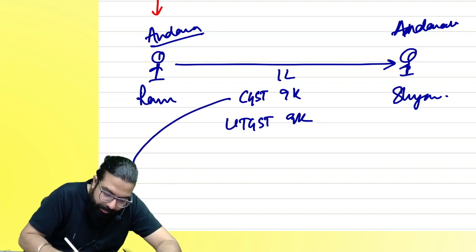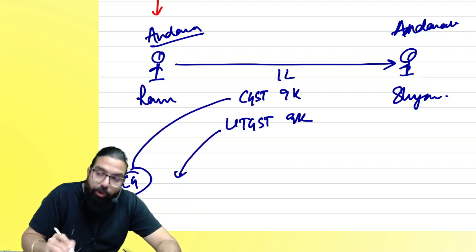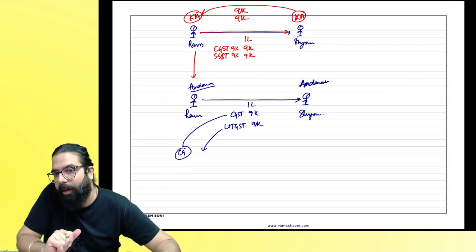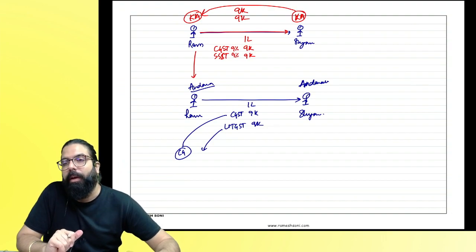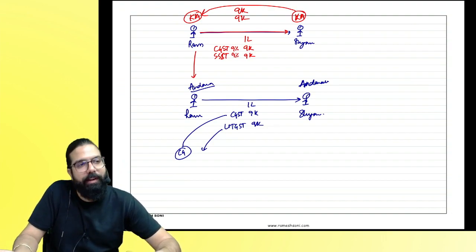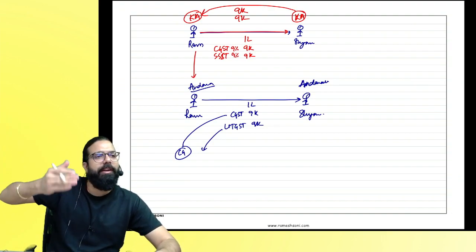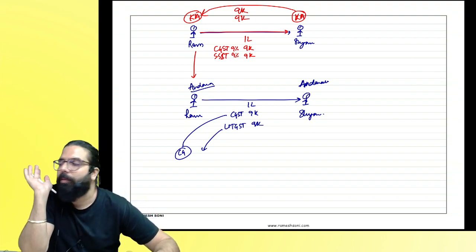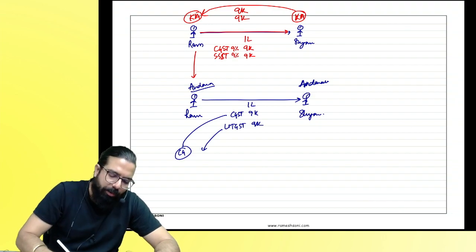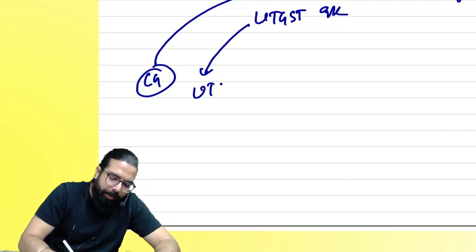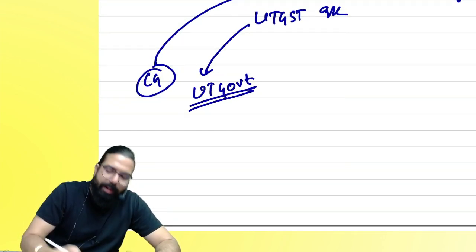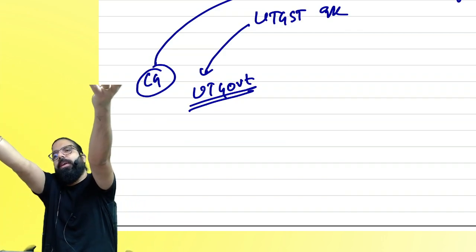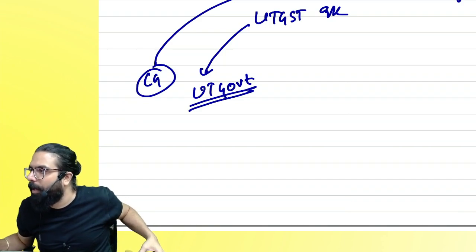CGST goes to whom? Central government. UTGST goes to whom? The Union Territory government. Actually, union territories are managed by the central government only, so the money goes to the central government, which uses it for that union territory. You can say it goes to the UT government, or you can also say it goes to the central government, which ultimately uses it for the union territory's benefit. Are we clear, everyone?